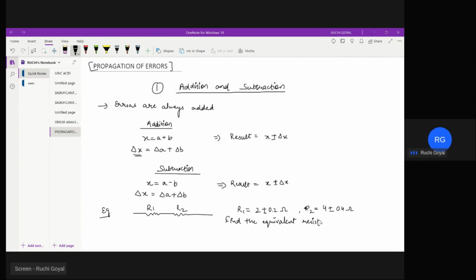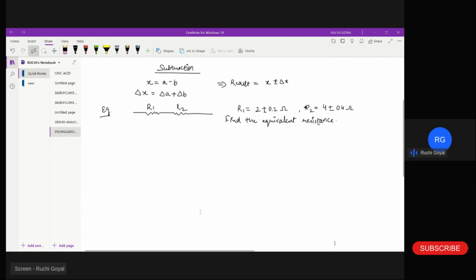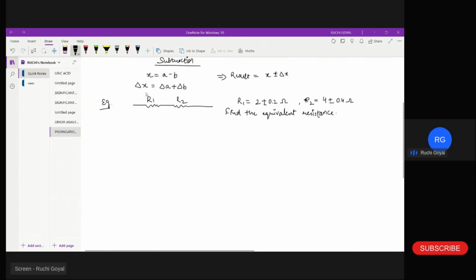What does it mean? Now in series we have the formula of equivalent resistance as R is equal to R1 plus R2. This is the formula of equivalent resistance in series. So how can you write the solution? R equivalent is equal to R1 plus R2. So you can find R equivalent from here. What is the value of R1? 2 plus 4. So R equivalent will be 6.